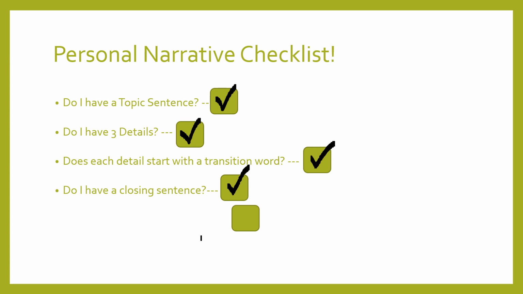And lastly, is there a total of 5 sentences? There was a total of 5 sentences, so I can check that right off. So when you're done with your personal narrative, you can come back to this video and double check with this checklist to make sure you have each of those things. Alright friends, good luck. You guys got this, and I cannot wait to read your first drafts of your personal narrative.